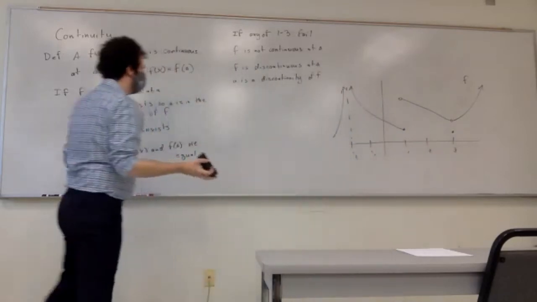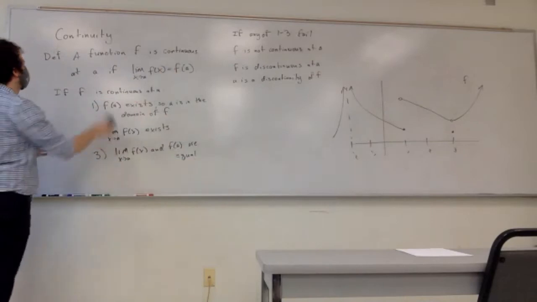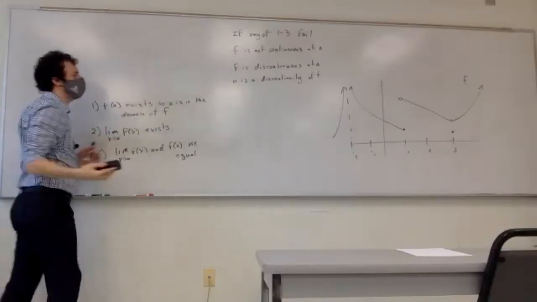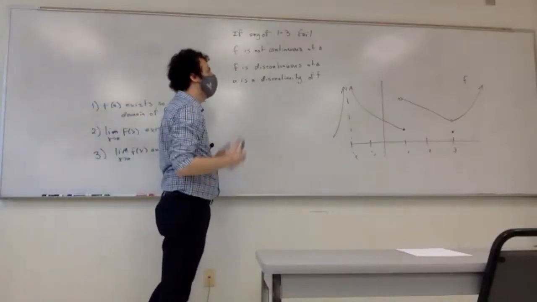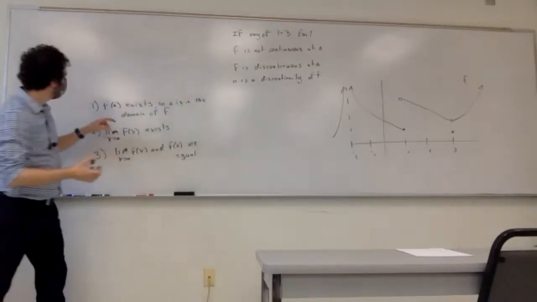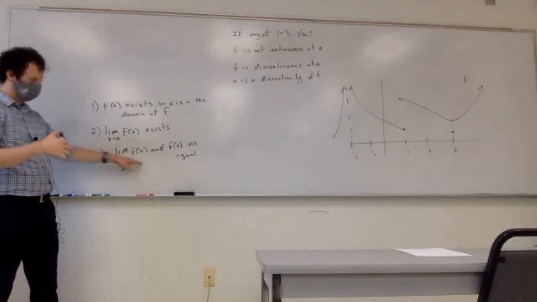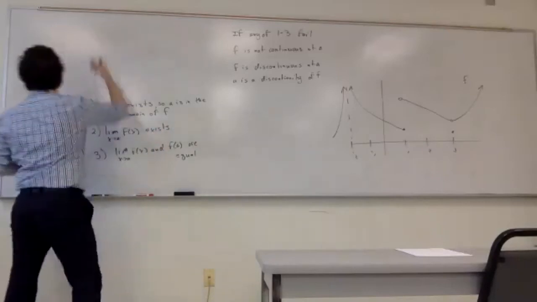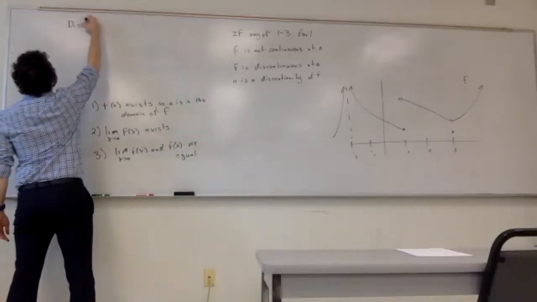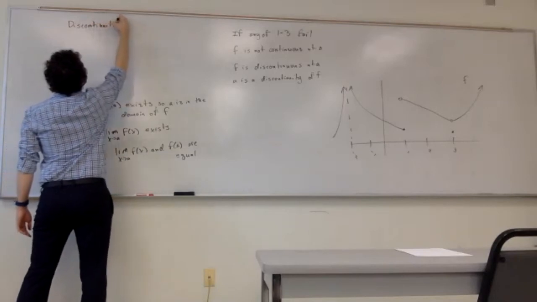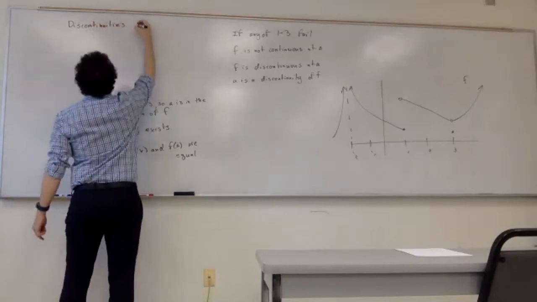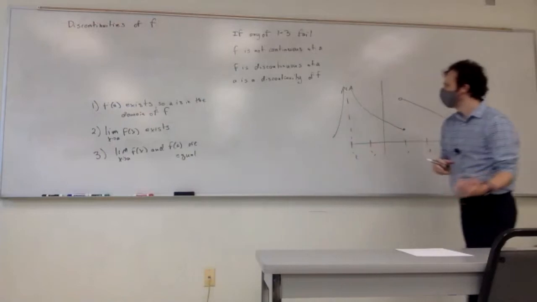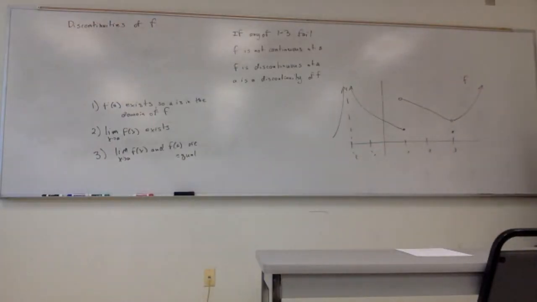So the question is, for this function f, what are some x values for which it is not continuous, and why? The why being which of these three properties is being broken or is not true at a particular x. So we'll say discontinuities of f. So what's some x where it's not continuous and why?